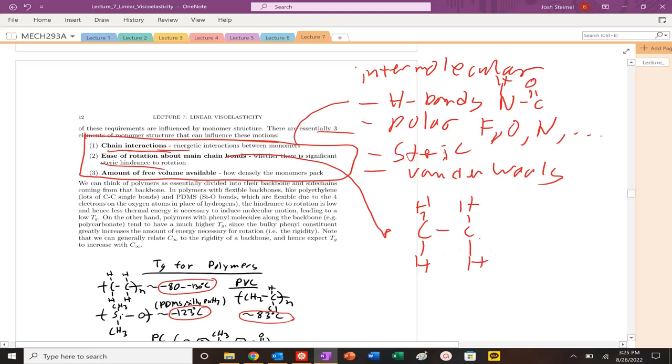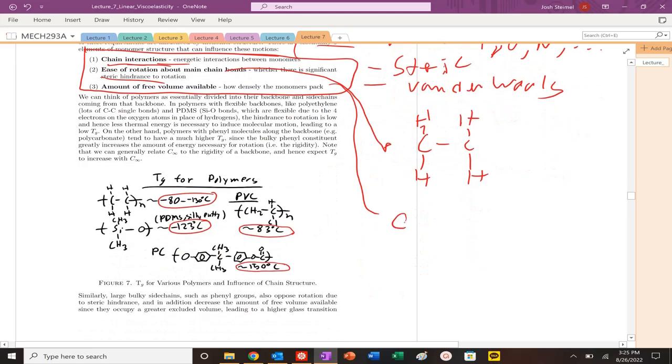Then there's ease of rotation around the backbone. So this polyethylene group versus this polymer monomer unit that has these big, bulky aromatic rings. Actually, no, those are aromatic rings, amides, so that is going to be very difficult to rotate around with all those carbon-carbon double bonds. And then how densely the material is packed.